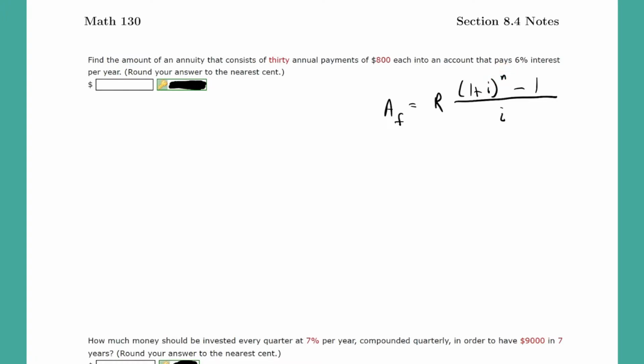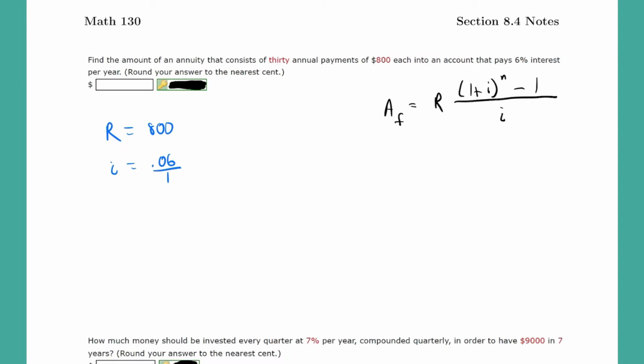It says that we're going to be paying $800 into the account, so R is $800. I is the interest, which is 6%, 0.06. However, you need to remember to divide by the number of times that interest is compounded per year. In this case, it's compounded per year. Sometimes it'll say compounded semi-annually, quarterly, or monthly. In this case, it's per year, which means divided by 1, just once a year.